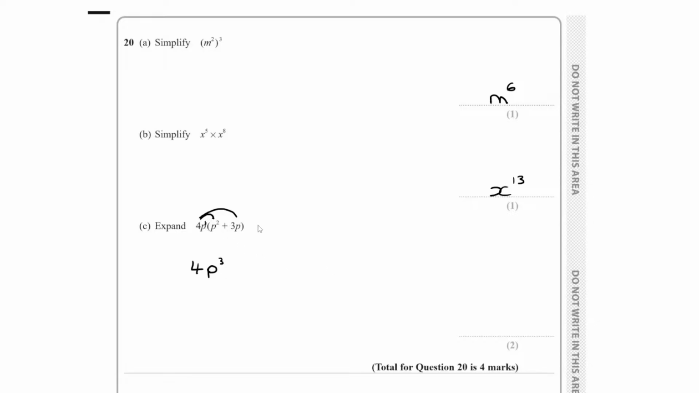And then we've got 4p times 3p. So obviously 4 times 3 is 12. P times p is p squared. So that would literally be your answer there. There's nothing to really simplify, is there? That's your answer. You can't add them together because they're not like terms. One is p cubed, one is p squared, right? So they are different.